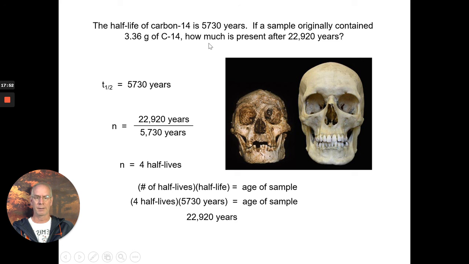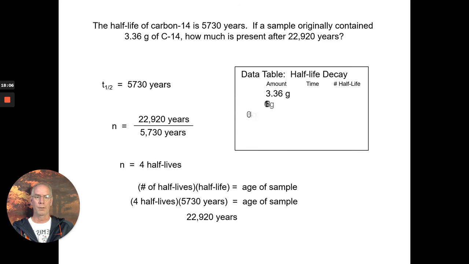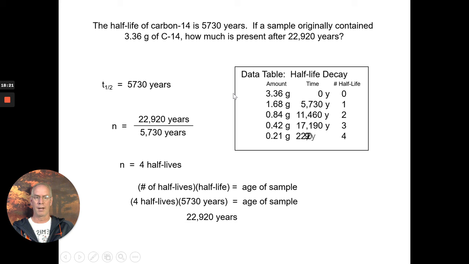And then we could go back and calculate what we're trying to find. If a sample originally contained this, how much is present now? So I'm going to have to divide that, aren't I? 4 times in half, right? So maybe the data table method will work for this. So I start with my 3.36 grams, and then I cut that amount in half. That's 1 half-life. Cut that in half. That's a second half-life, a third, a fourth half-life. If I wanted to, I can add the 5730 each time to show the 23,000. So the answer to this question is 0.21 grams.